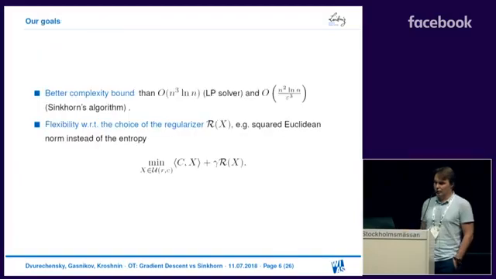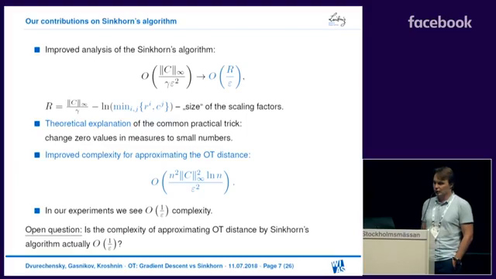Based on that, our goals in this work were first to propose some ways to get better complexity bounds for the epsilon approximation. And the second goal is to propose a flexible framework which allows us to use other regularizers, not only the entropic one. So the first contribution is improved complexity of Sinkhorn's algorithm. Instead of 1 over epsilon squared, we obtain 1 over epsilon complexity.